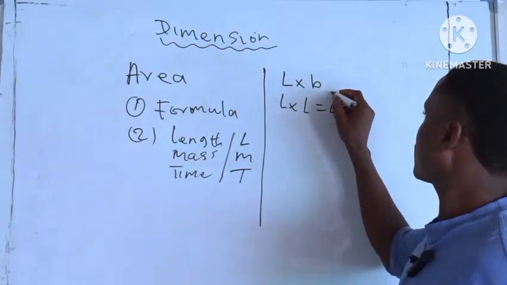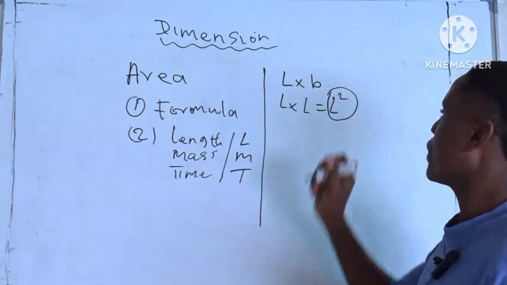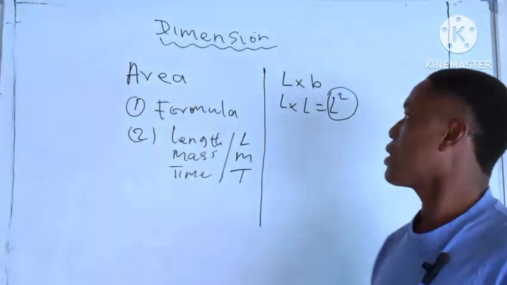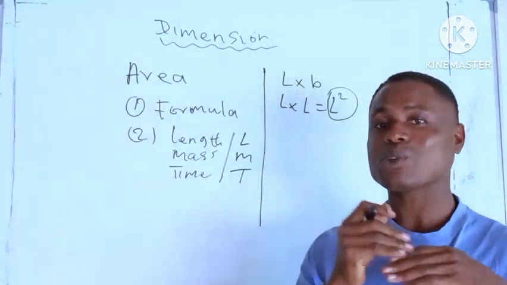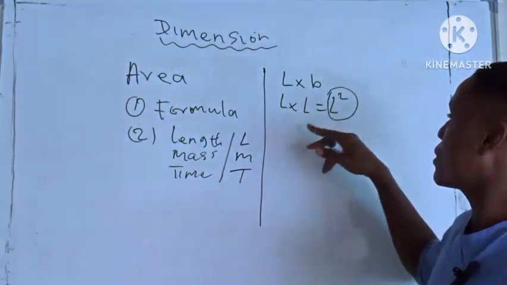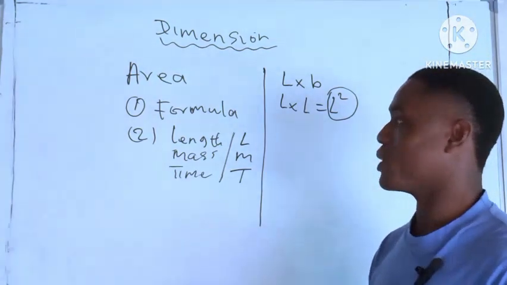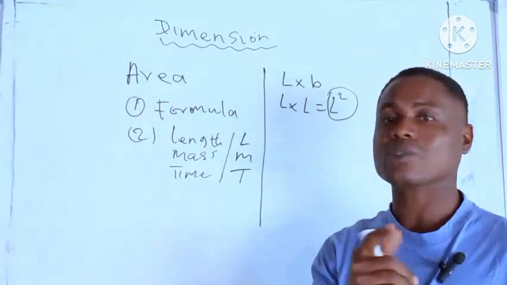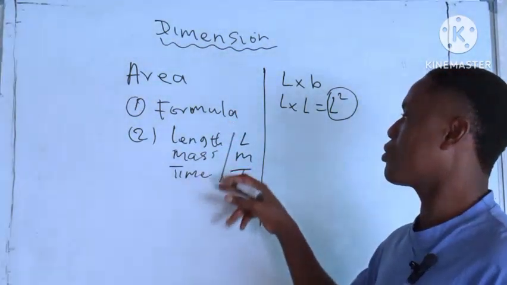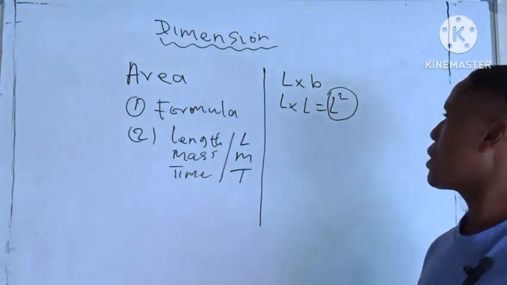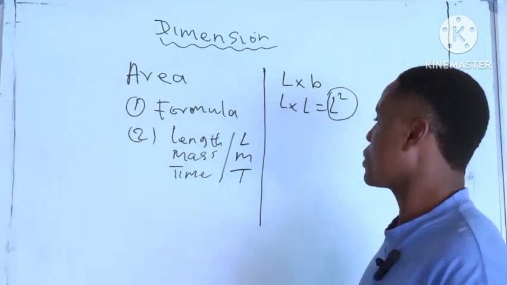So this is the dimension of area. You see how simple it is, right? If you don't understand, you can rewatch the video. But I know with this explanation, you've understood everything. Now, this is how to calculate the dimension of area. First, take note of the formula. That should be the first thing that comes to your mind. The second, take note of these approved three quantities. Are you getting it? Okay, let's solve for the second one.